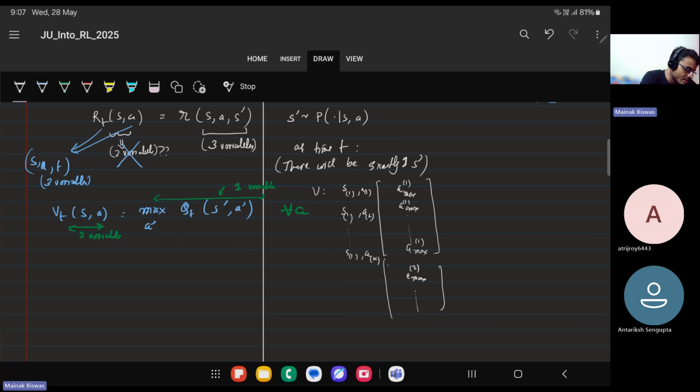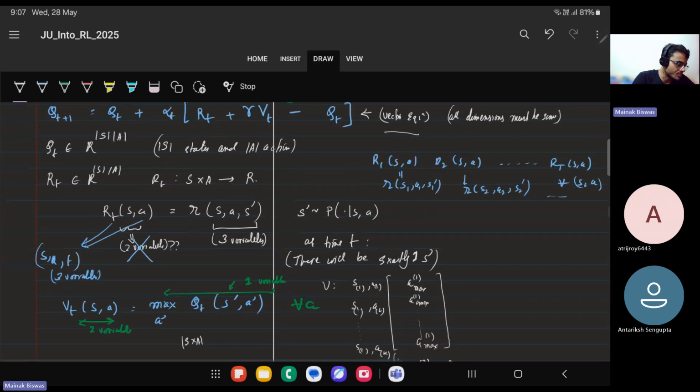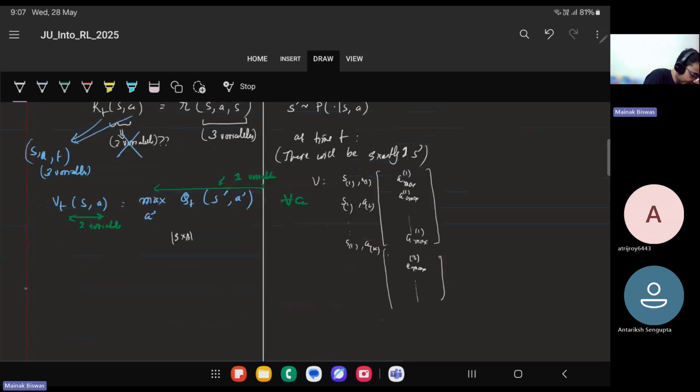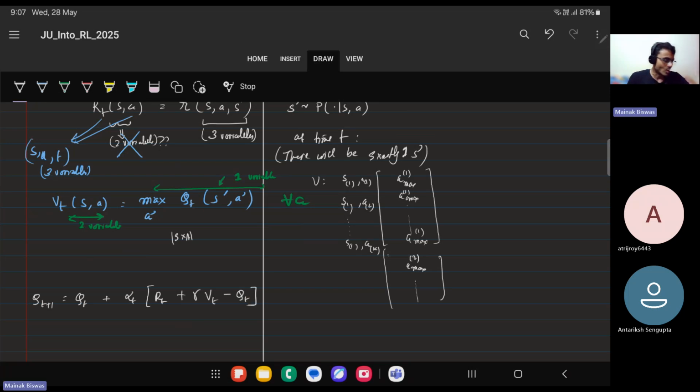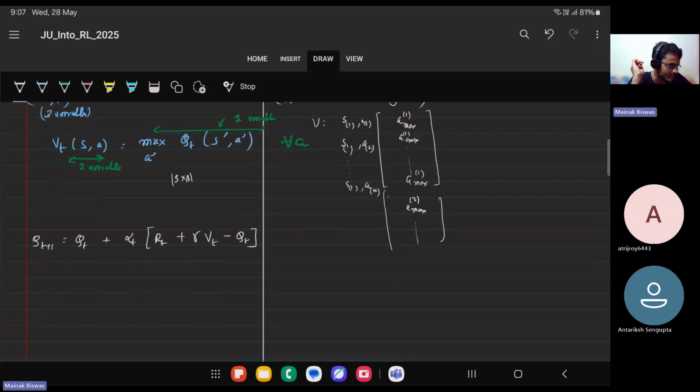So this is again an S cross A vector. So what I tried to tell you is, I can write this as Qt plus 1 is equal to Qt plus alpha t times RT plus gamma times Vt minus Qt. So why did I take all this hassle to write this down is the question. This is because of this.